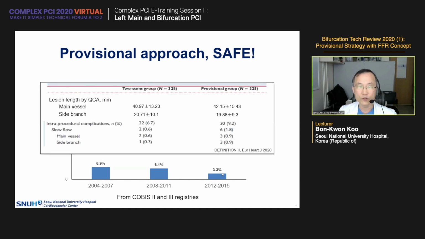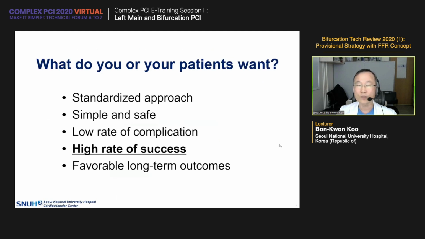And if you review the DEFINITION II trial data again, for this very, very complicated lesion subset, the excellent Chinese doctors and international doctors during the procedure, side branch slow flow happens less than 1%. So I would say all these results support the safety of the provisional strategy.